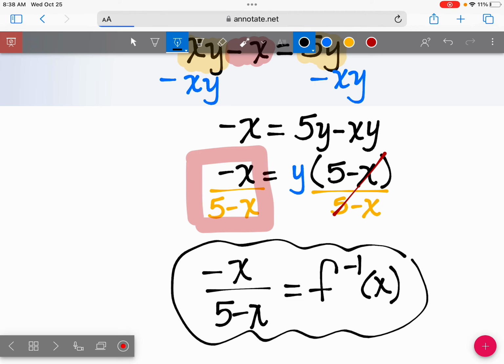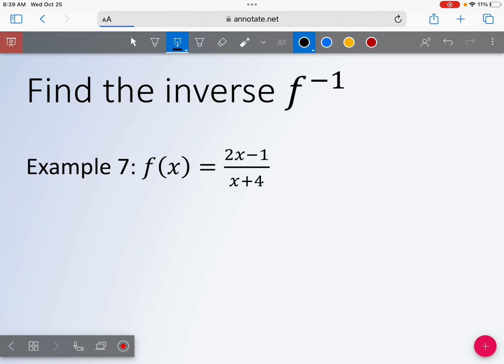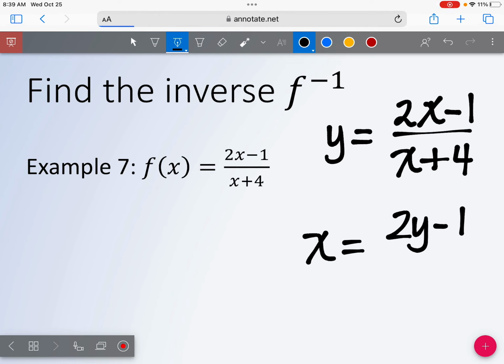All right, our last one, let's go ahead and do it. So I have y equals 2x minus 1 over x plus 4. x equals 2y minus 1 over y plus 4.